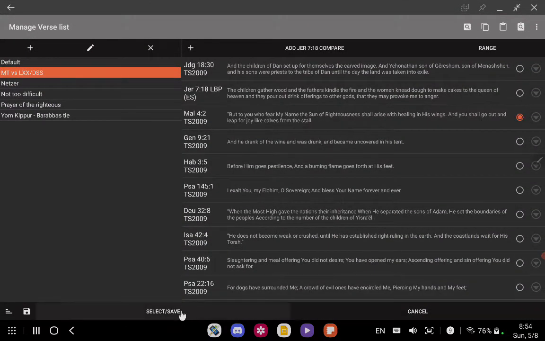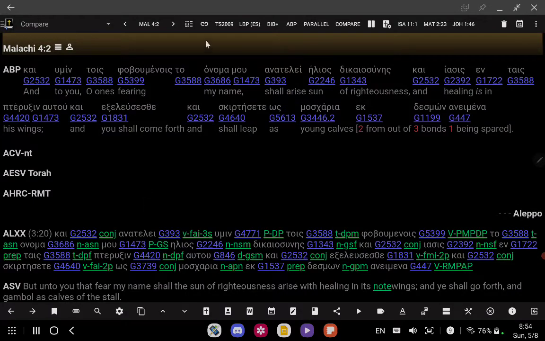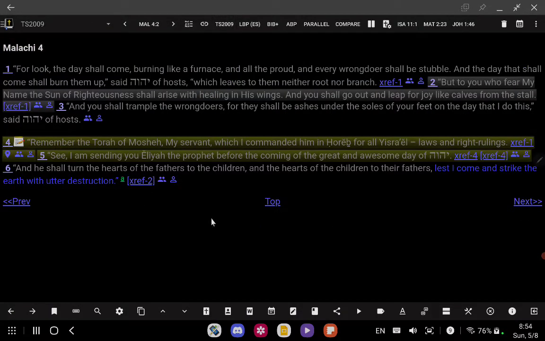In Malachi, this is one that I found, and I'm not sure that you're going to find a whole lot to support this. I do have something that supports it, but just a little background here. Let me read the verse first. So this is Malachi 4, verse 2. But to you who fear my name, the Son, S-U-N, of righteousness shall arise with healing in his wings. Okay, I'm going to stop there.